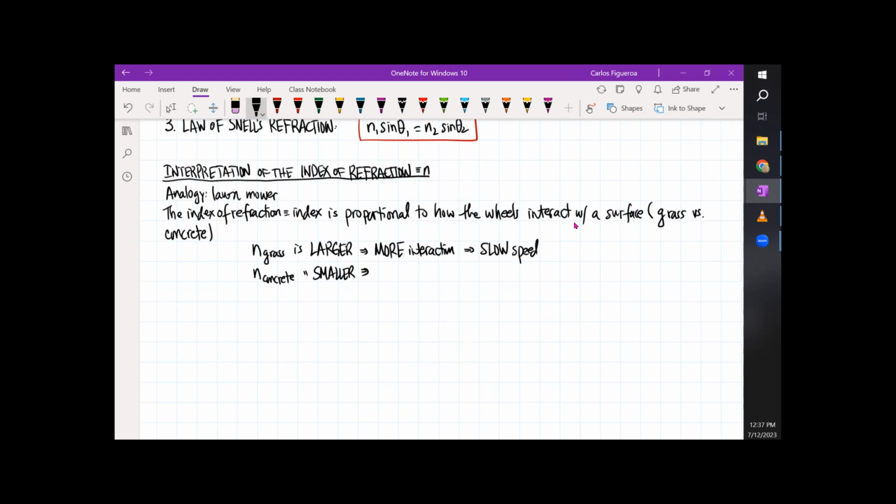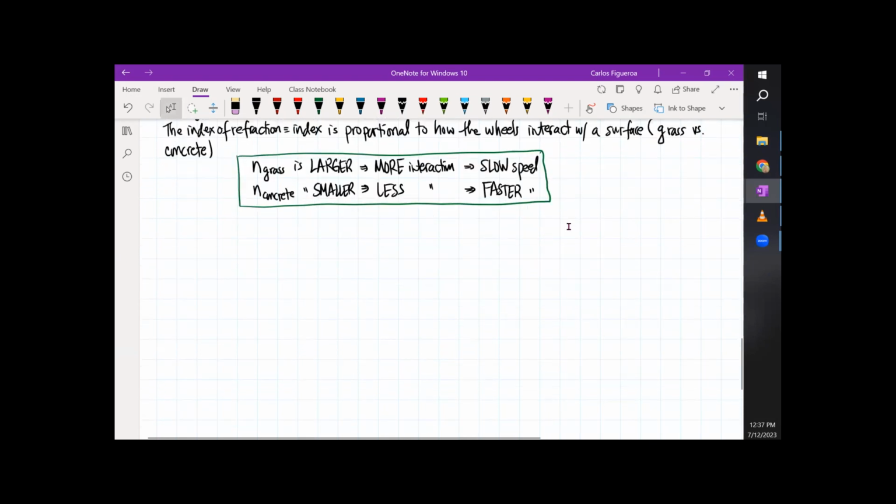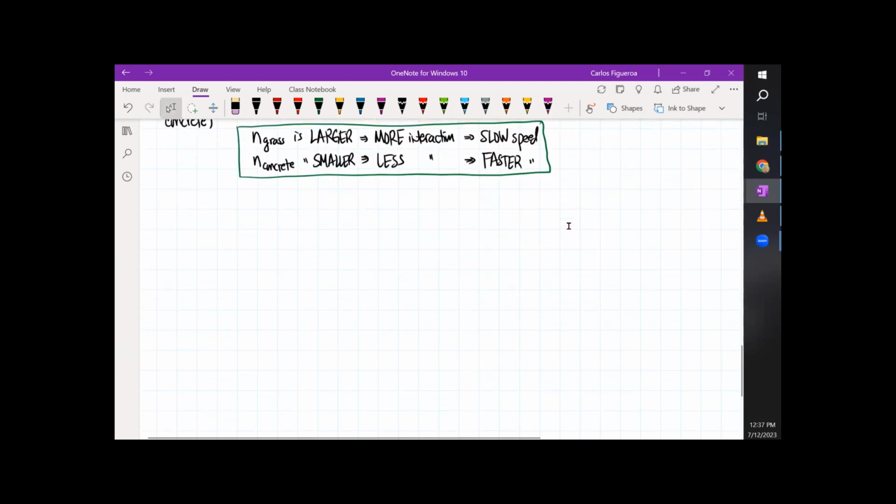And the reason why it's smaller is that there's less of an interaction between the wheel and the concrete, and so therefore the wheel moves faster. So it has a faster speed. That right there is the core of the index of refraction. It explains why the light ray is going to bend or refract.